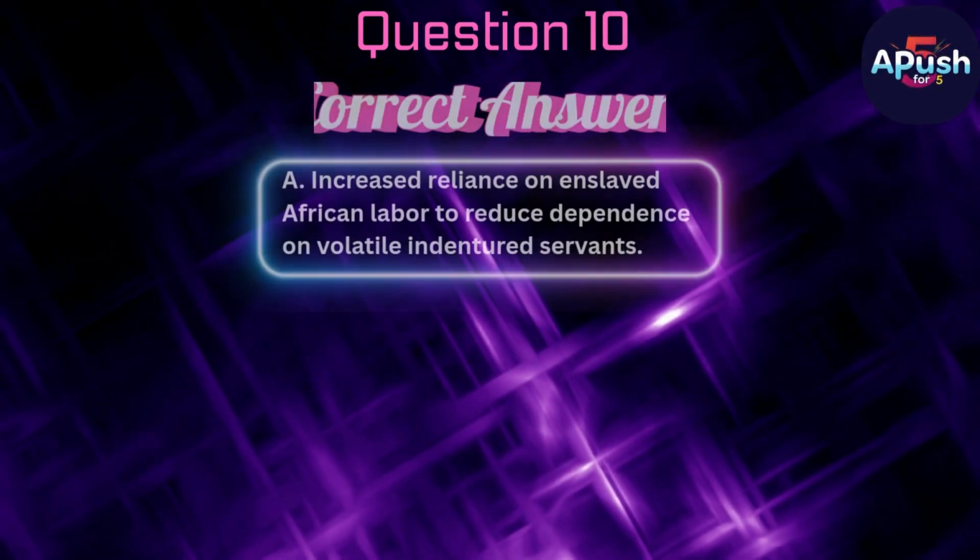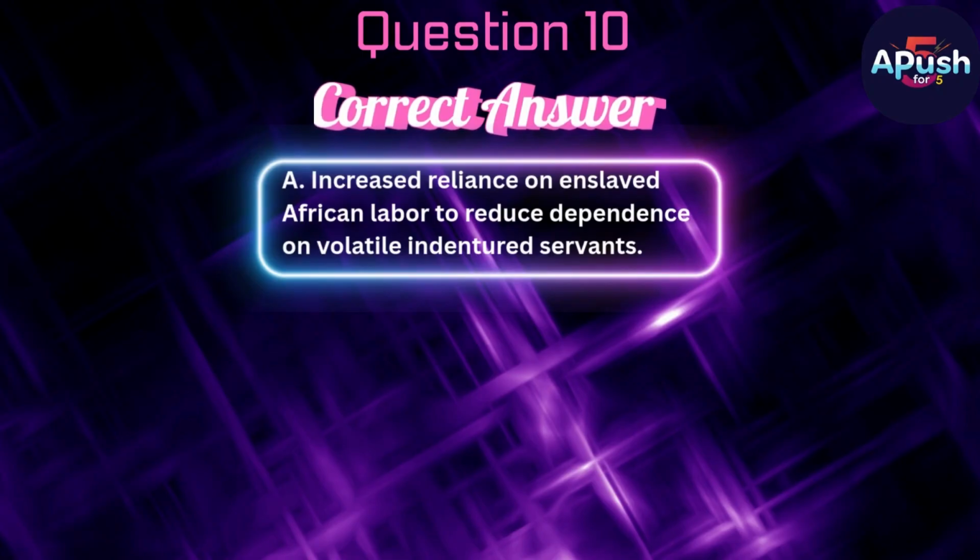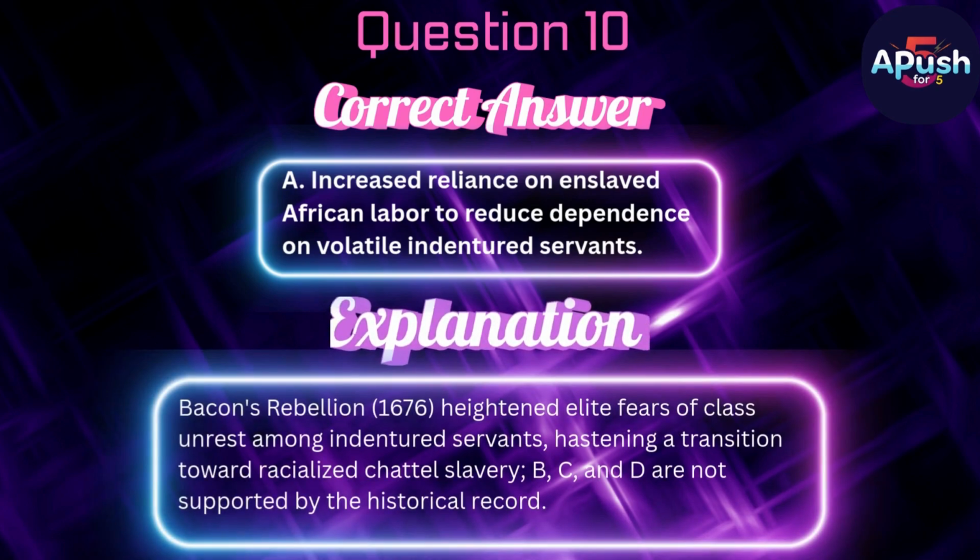The correct answer is A. Increased reliance on enslaved African labor to reduce dependence on volatile indentured servants. Bacon's Rebellion, 1676, heightened elite fears of class unrest among indentured servants, hastening a transition toward racialized chattel slavery. B, C, and D are not supported by the historical record.